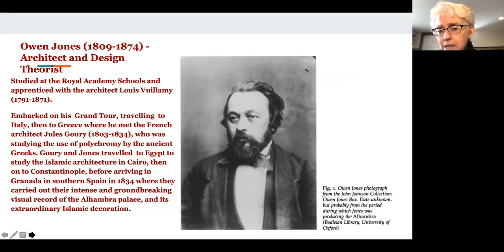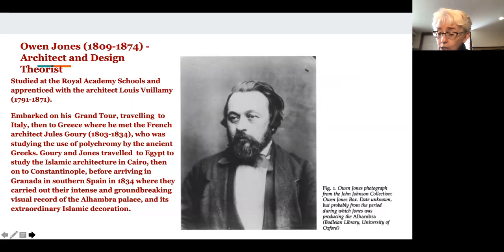But Owen Jones wasn't interested in romanticism or stylization, but grounded in the reality of what he found in the Alhambra Palace. So who was this chap? Well, he was an architect and a design theorist who exerted a very substantial influence, as we'll see. He studied at the Royal Academy Schools in London and then apprenticed with a French architect, Louis Vuillamy.